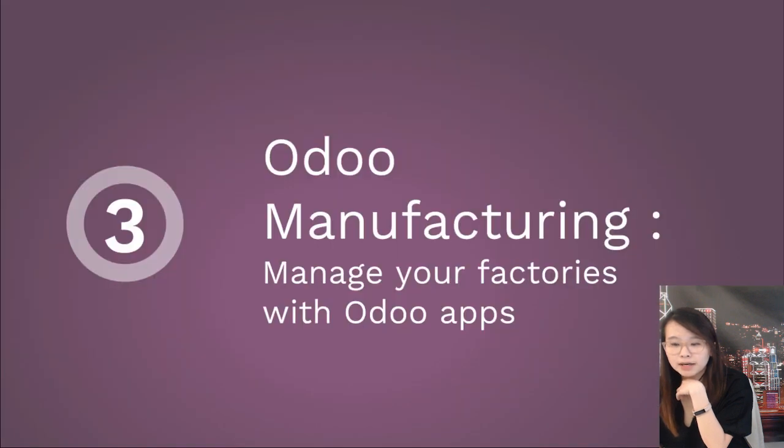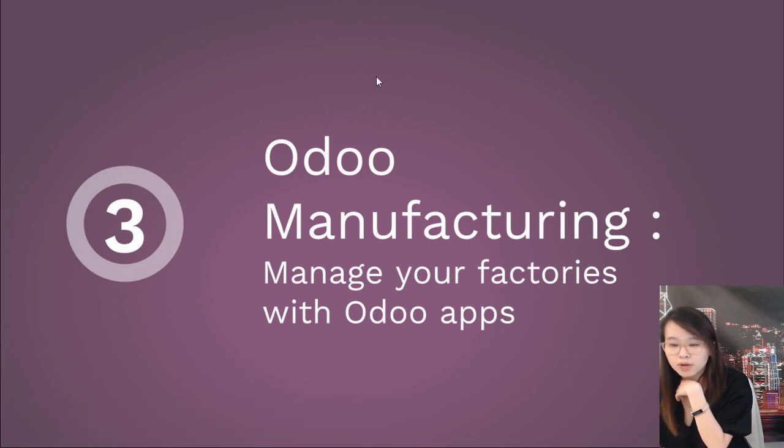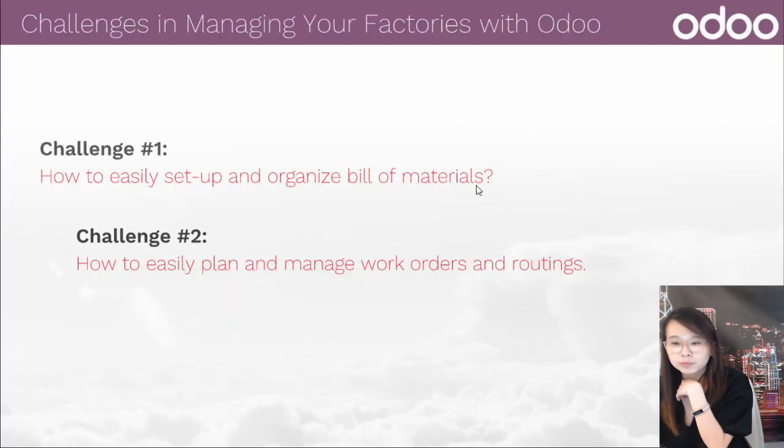Okay, right now we can just dive into the manufacturing module with Odoo. I will show you how to manage your factories with the Odoo app. I'll be showing you the basics, and how easy it is to set up and organize the bill of materials of your products, and then how we can plan and manage work orders and routings for your work centers.